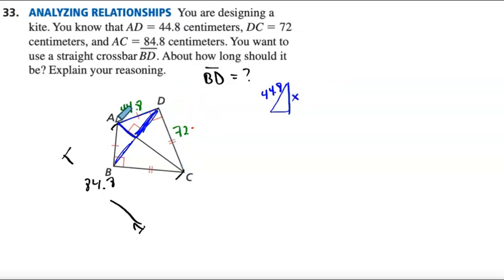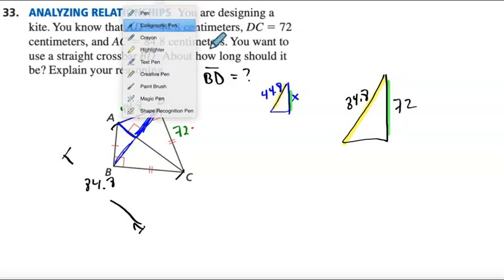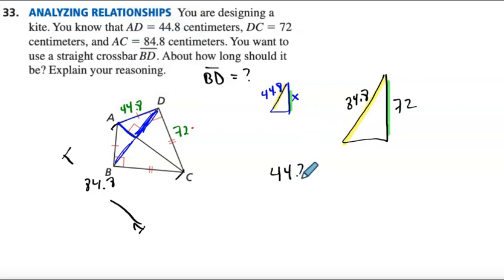So I have this big triangle, ADC. The longer leg is 72, and the hypotenuse is 84.8, and that was all given. So now I have exactly what I need, right? I'm going to make a ratio of hypotenuse to hypotenuse and longer leg to longer leg. So I'm going to do 44.8 over 84.8 equals, hypotenuse to hypotenuse, leg to leg.